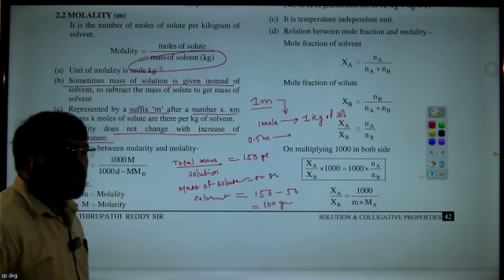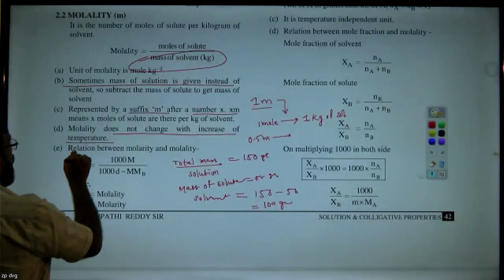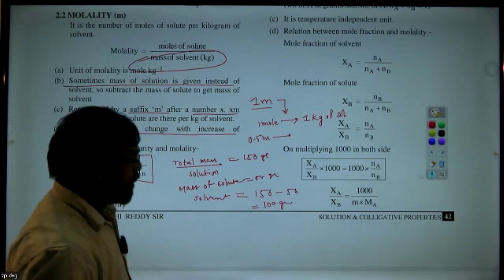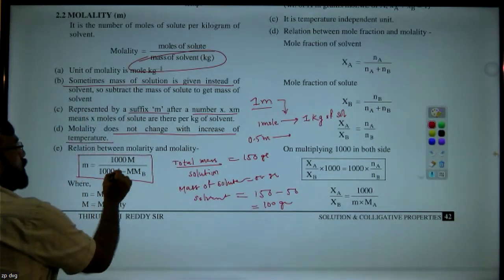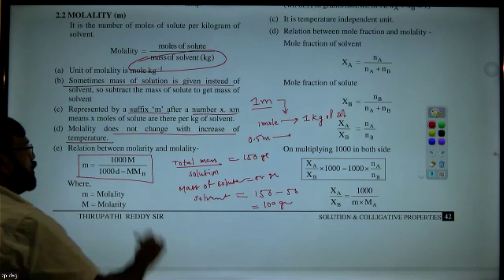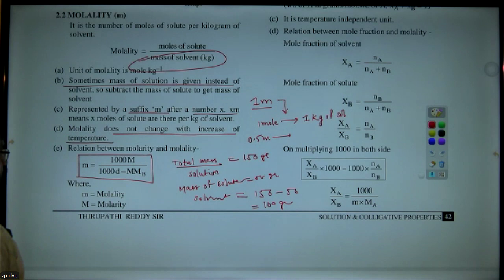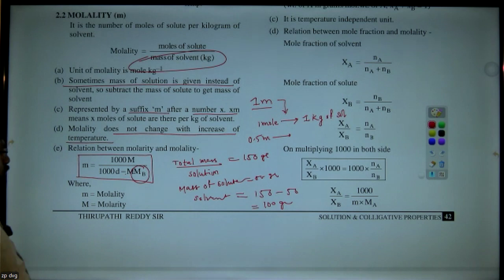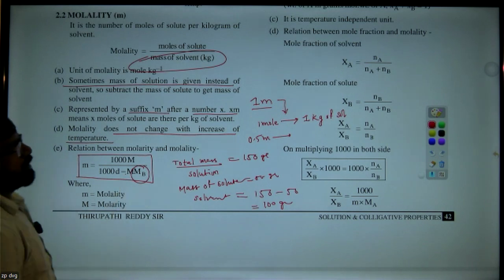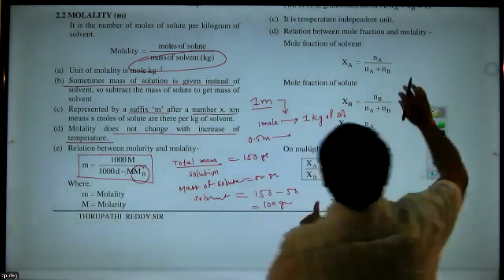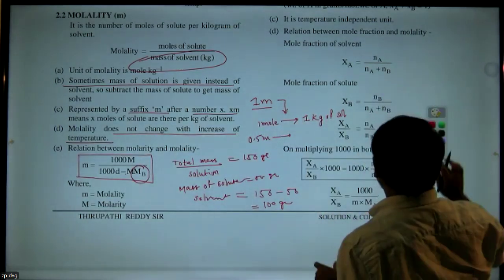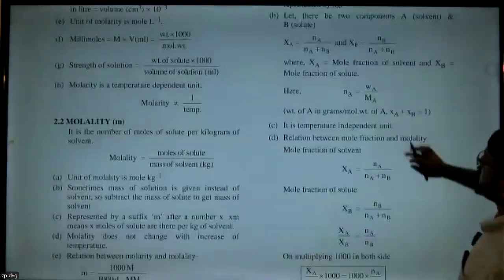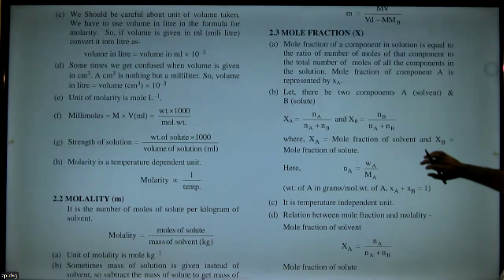And there is one important relation between molality and molarity. Molality is equal to 1000 into molarity divided by 1000 into density minus molarity into molecular weight of the substance. So they are going to ask the question on it. Next one, let us see the next topic, mole fraction. What is the mole fraction? One more concentration term. Let us see mole fraction.